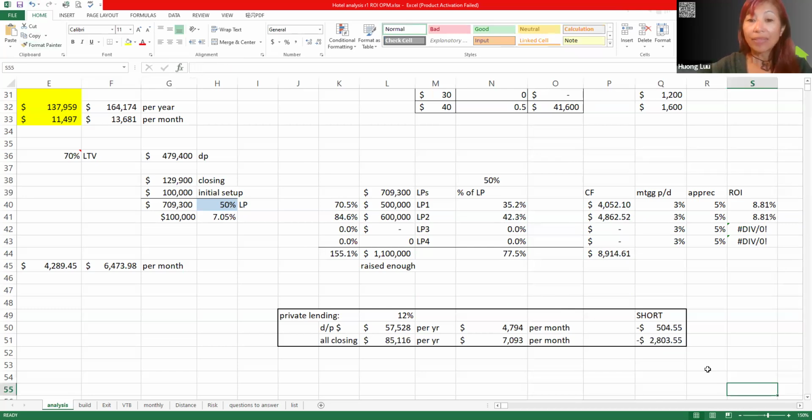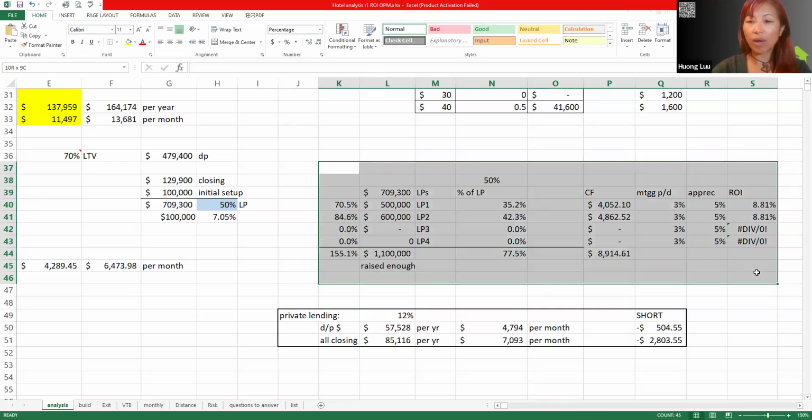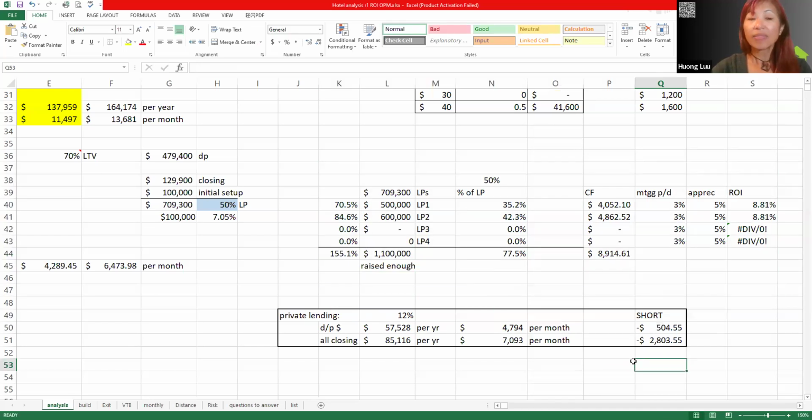So that is how you calculate the ROI on using other people's money, and how to calculate your ROI if you had to use private money. Because if you can make this project work by using private money on your other portfolio to bring that in, and you don't need to have money partners, then it may make sense for you to buy this opportunity.